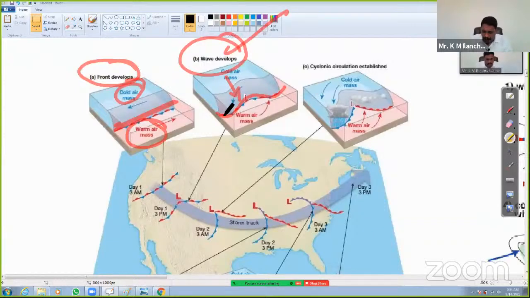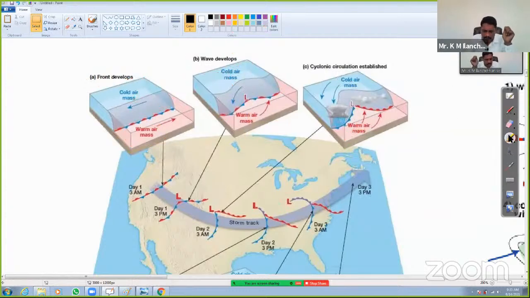Once it becomes a wave, at one point of time this front will break. This is what you call frontolysis, or the division of a stable front. This is the place where you will find the front breaks. Very carefully, if you look at this diagram, here I don't have any differentiation between cold and warm front. Normally cold is represented by blue color, warm is represented by red color. This is universal color coding.